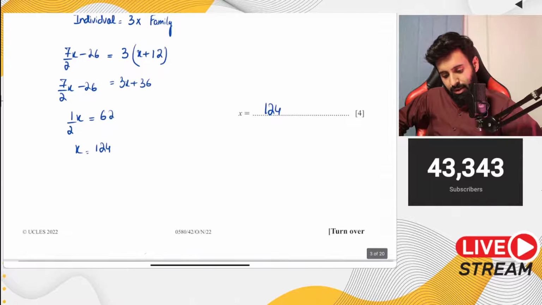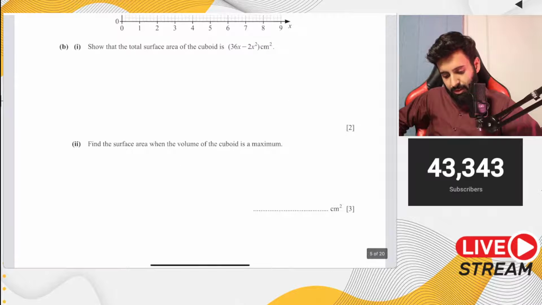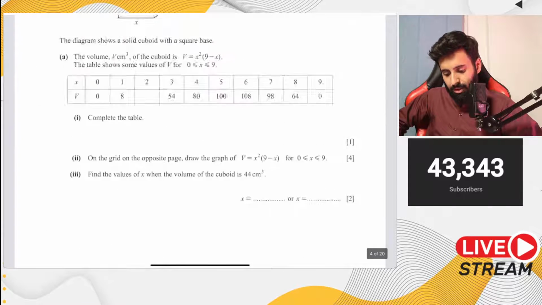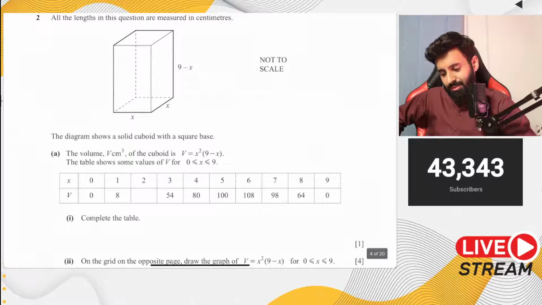Okay, so question number 2. Chale. This is a graphs of function question, but it's not your regular graphs of function question. It has a bit of mensuration in it. Only a bit. Okay.